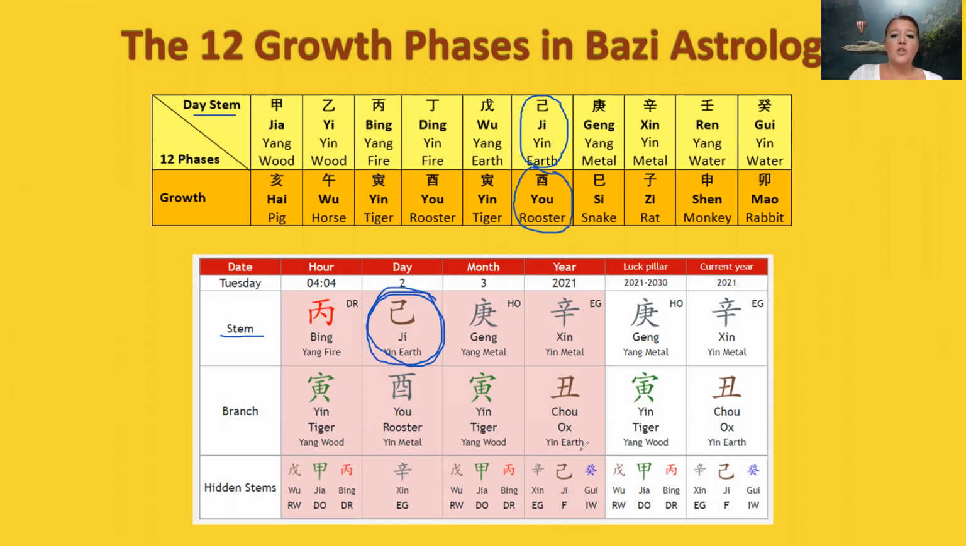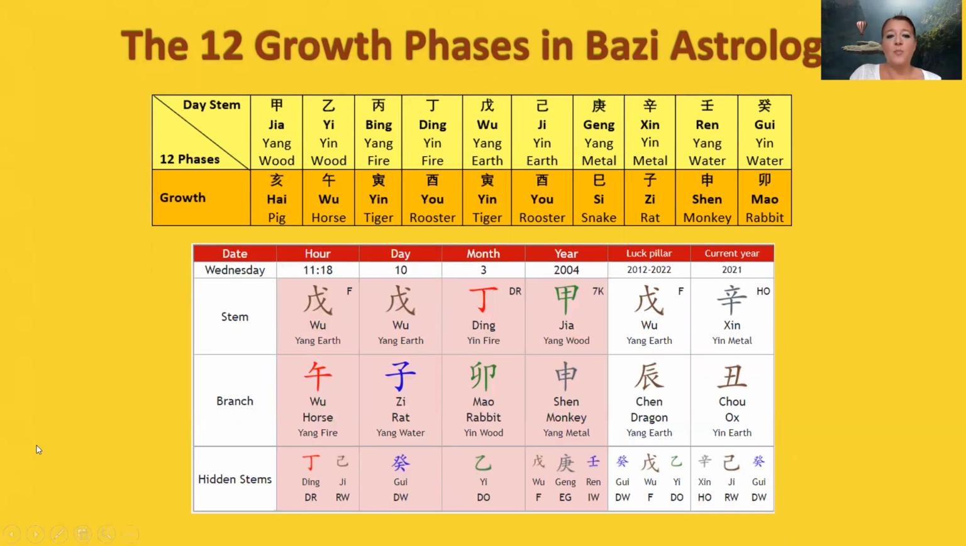So for this person here, you then need to check, do you have the rooster anywhere in the chart, in the year, in the month, in the day, or in the hour? Do you have the rooster anywhere? Now, for this particular person, the rooster happens to be in the day. So they actually have this, the growth phase will be in the day pillar. That's as simple as it gets. I will give you another example.